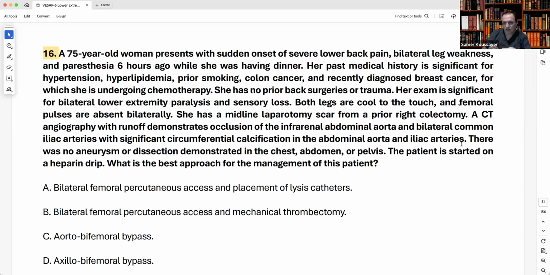The second thing, the mechanical thrombectomy device is usually big, and you have a lot of calcification. Sometimes it's very hard to place it, you know, because it's a large device. It's not like a small device. So this will not be a good option.